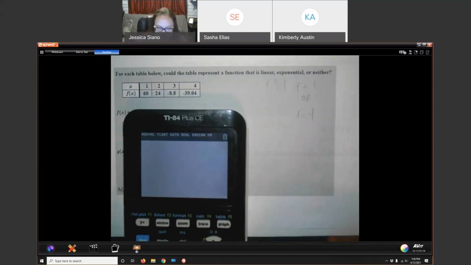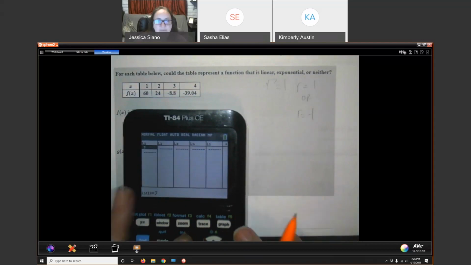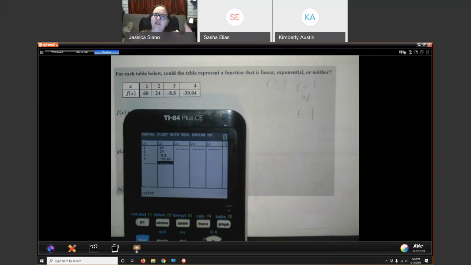So let's see what I mean by that. Go to stat, edit, get rid of these. And then 1, 2, 3, 4, 60, 24, -8.8. Now this doesn't look linear to me because we know that in a linear function we should have a constant slope, so we should be going up or down by the same amount every time in my y's, especially if we're going up by the same amount every time in my x's. But let's check it.